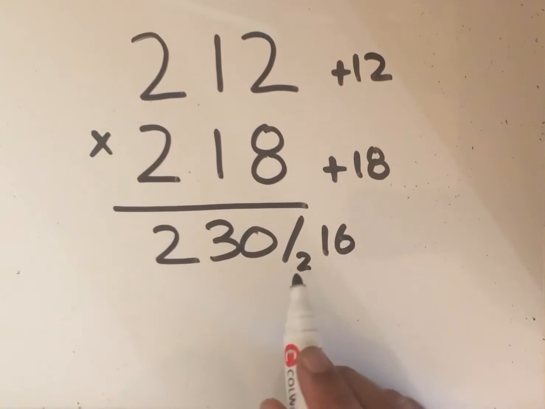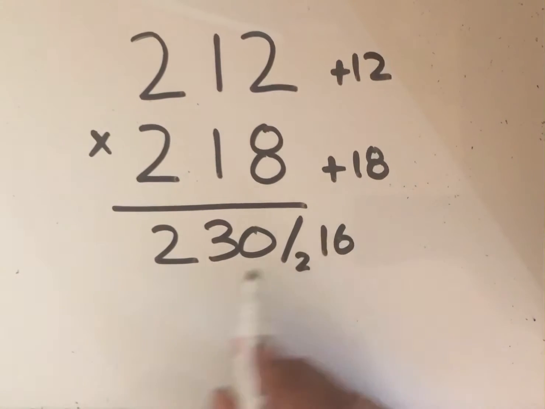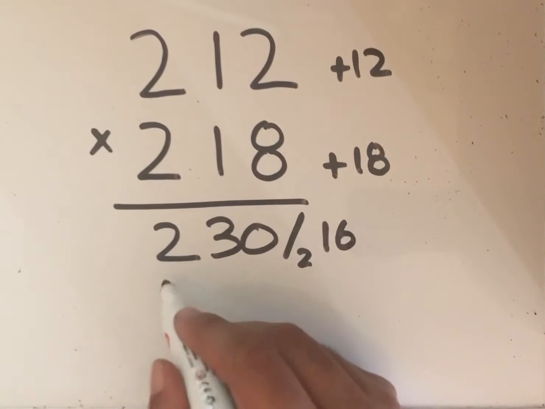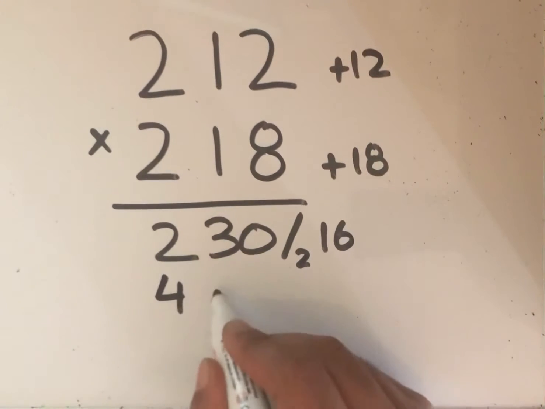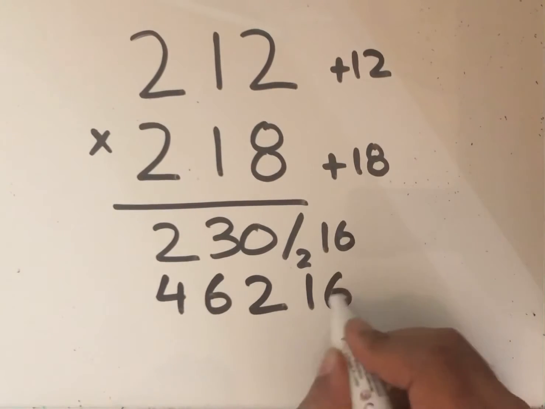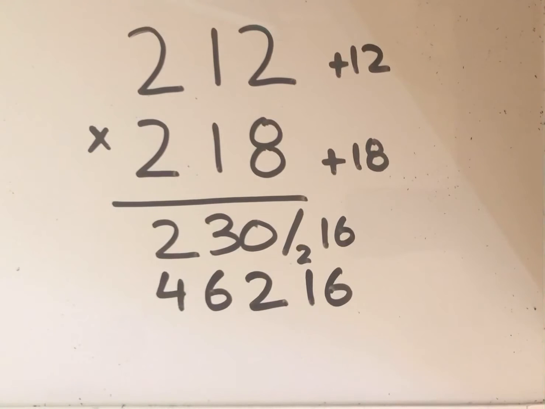This 2 needs to be brought over, but this part first, I need to multiply the first part of my answer by 2. So I get 460. And since this 2 gets carried over, I get 46,216. Okay, so final answer, 46,216. All right, next example is going to be 197 times 204.